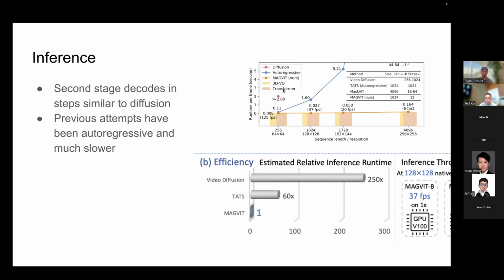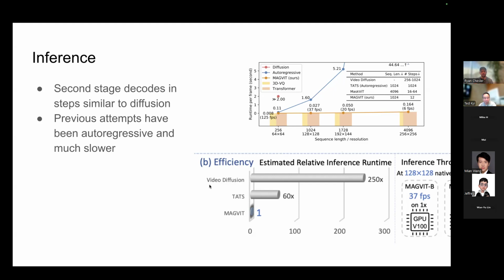So they show this kind of snarky graph where, when it's autoregressive and really small, it's not that much slower, but then it gets much slower as you go to bigger and bigger resolutions. And once you get to 256 by 256, they just didn't even show it on the same graph. They're just like, yeah, it's way out there. It takes 45 seconds to generate a video, whereas this takes 0.164 seconds. So they're just saying, look, this is so much more efficient.